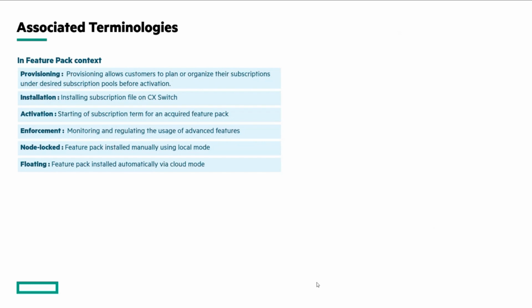Now, once a feature pack is installed on the switch, the system starts to monitor subscription status and accordingly regulate feature functionality. This process is known as feature pack enforcement. Another two most common terms used in context of feature pack are node locked and floating. In case of node locked, a feature pack is installed manually using local mode, whereas in case of floating, a feature pack is installed automatically using cloud mode.